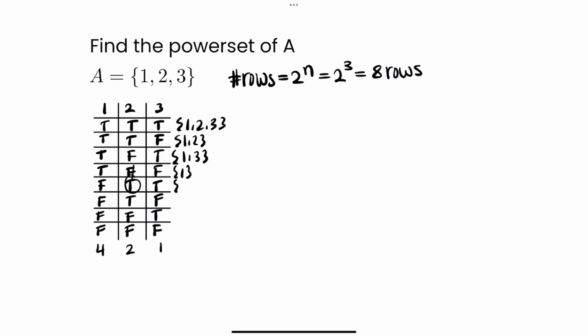For the fifth row, only 2 and 3 have a true, so you're only going to include 2 and 3. For the sixth row, only 2 has a true, so you're only going to include 2. For the seventh row, only 3 has a true, so you're only going to include 3. And finally, for the eighth row, none of the members have a true, so you just have an empty set. And now you have your answer. You just have to put it together.